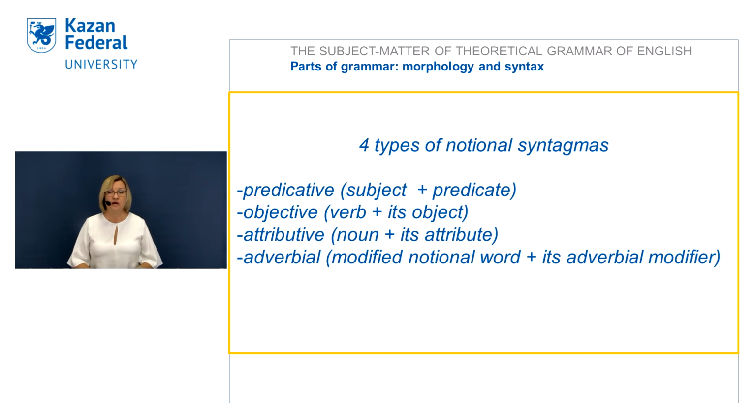There are four types of notional syntagmas: predicative, the combination of a subject and a predicate; objective, the combination of a verb and its object; attributive, the combination of a noun and its attribute; and adverbial, the combination of a modified notional word, such as a verb, adjective, or adverb, with its adverbial modifier.